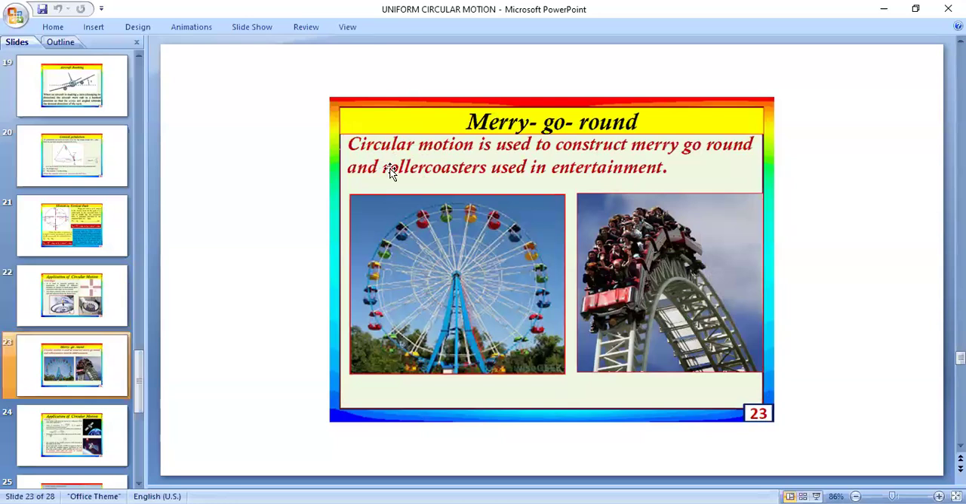Application number 2, circular motion is used to construct merry-go-rounds and roller coasters used in entertainment. So nobody just wakes up and constructs these things. A lot of measurement is needed in terms of capacity: what is the maximum mass it can hold at the bottom part here? What is the minimum tension here for them to come up with that structure? Otherwise, it can cause serious accidents. The same applies to roller coasters, where those curves have to be measured.